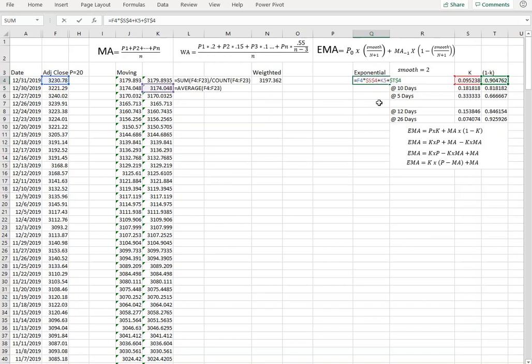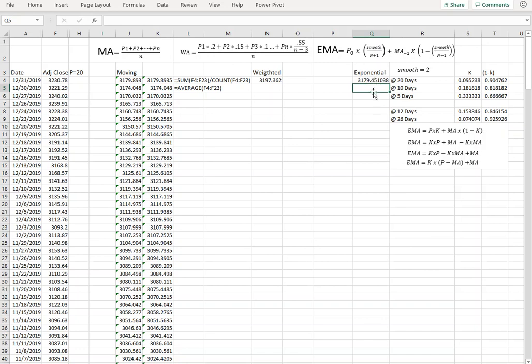Oops. That doesn't look quite right. There we go. There's the mistake. Okay, I was adding instead of multiplying. Okay, that's much better.